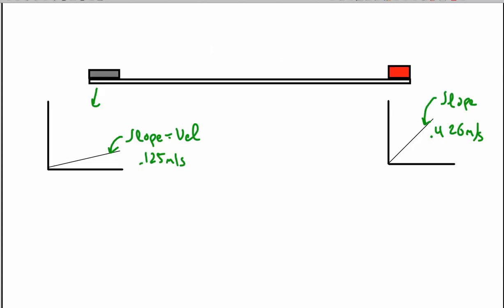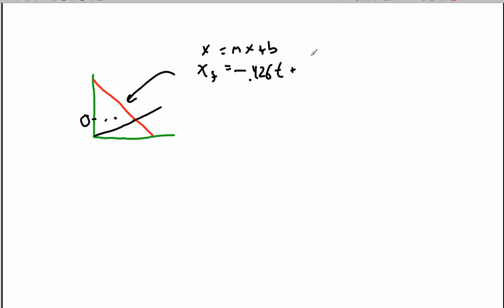In fact, let's go back to this diagram. Let's make a number line where that is the origin, and that is 417 centimeters, or 4.17 meters. So that'll be our number line. That means that the starting position of the red cart should be 4.17 meters.